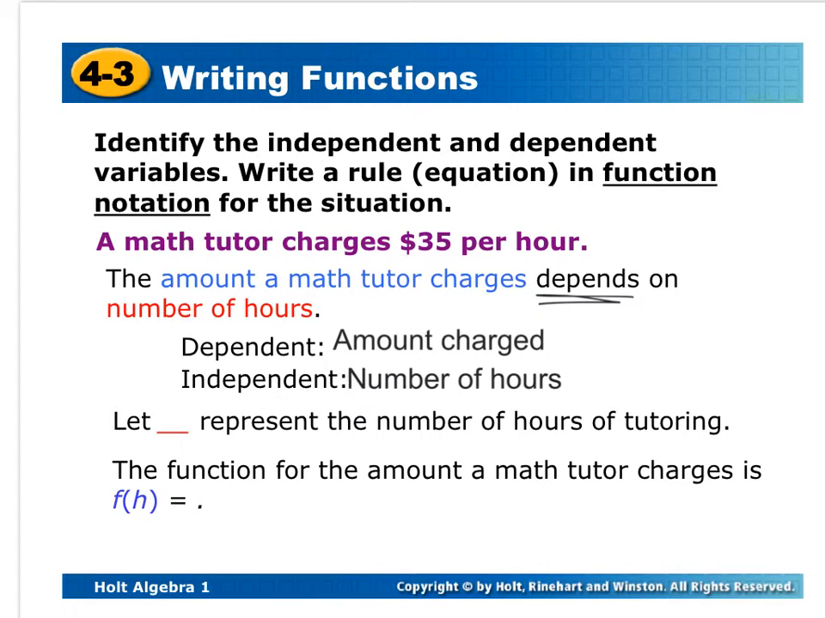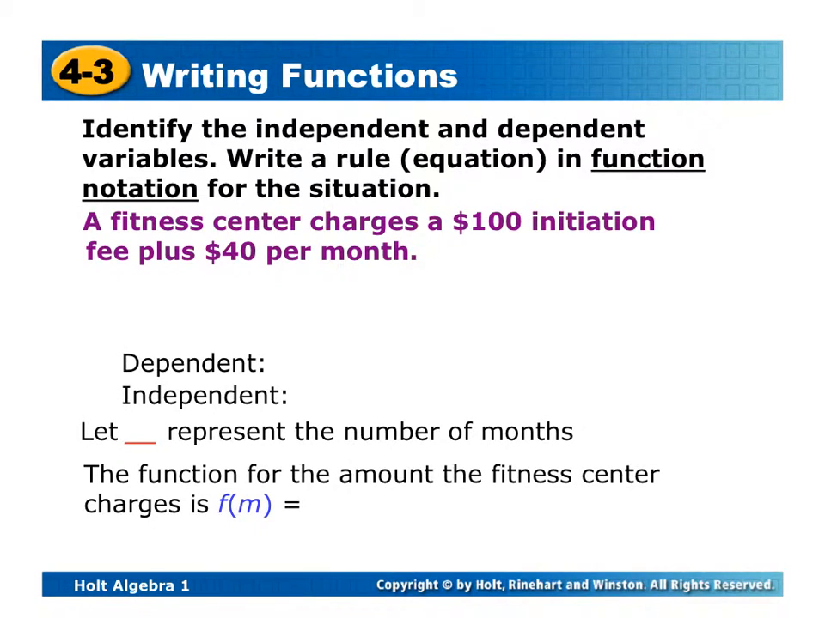Now we look at how those two are related. So we're going to let h represent the number of hours of tutoring. So the function, or the amount the math tutor charges, which is the cost, f of h, is equal to $35 times h, because it's $35 per hour. So now let's look at another situation.